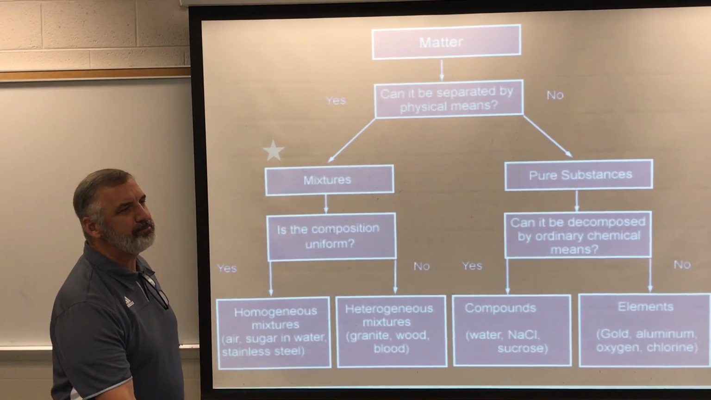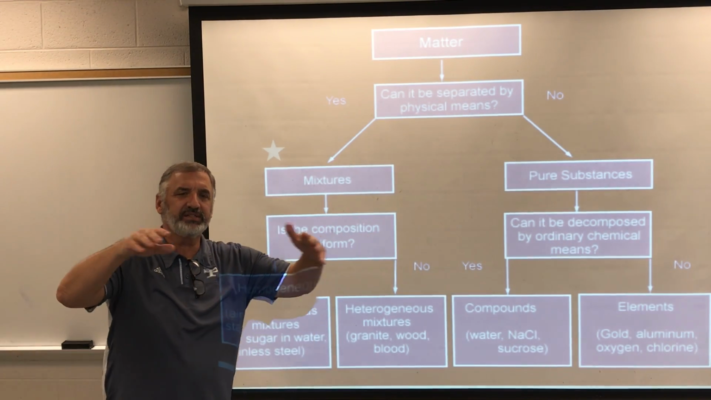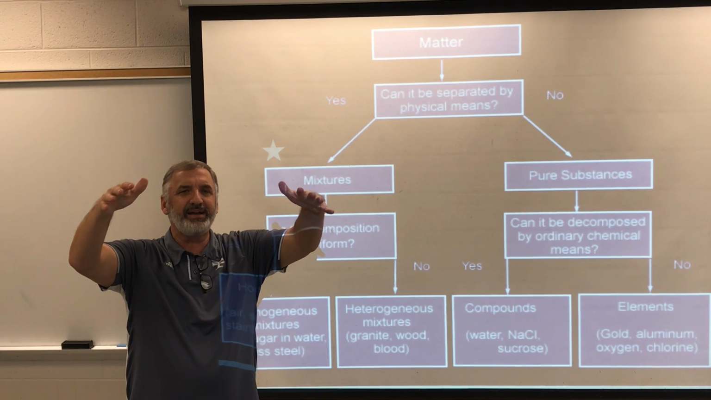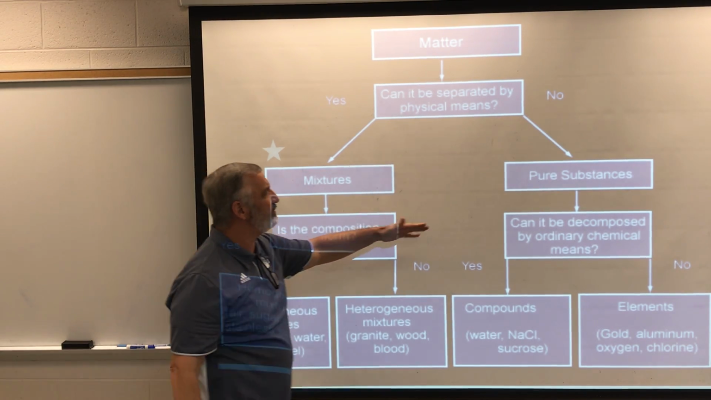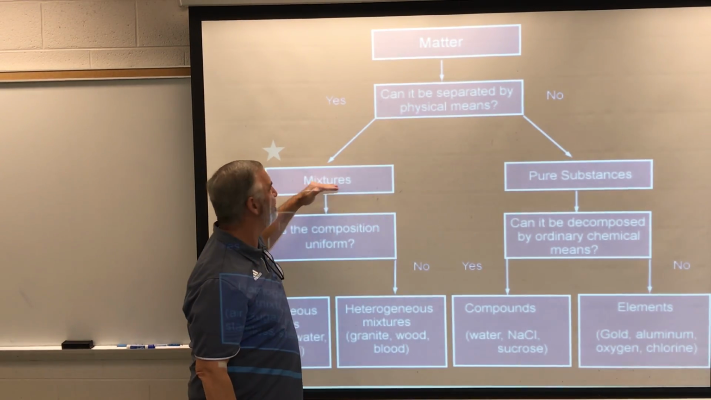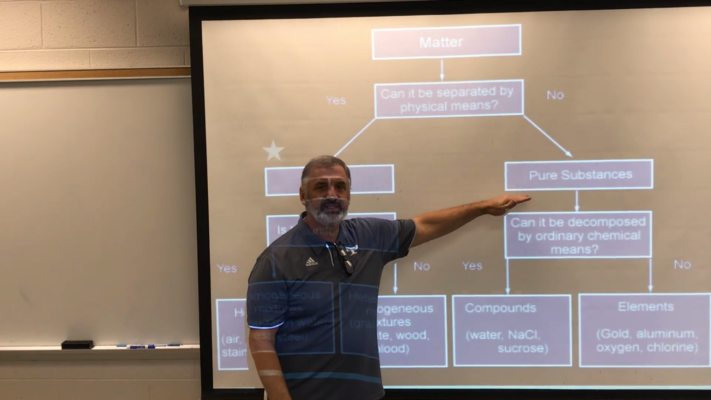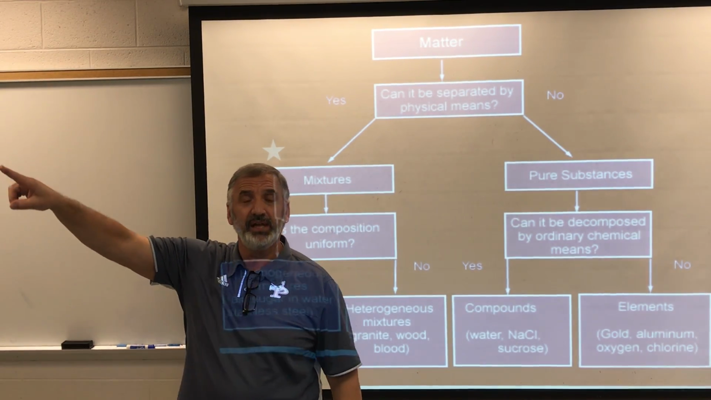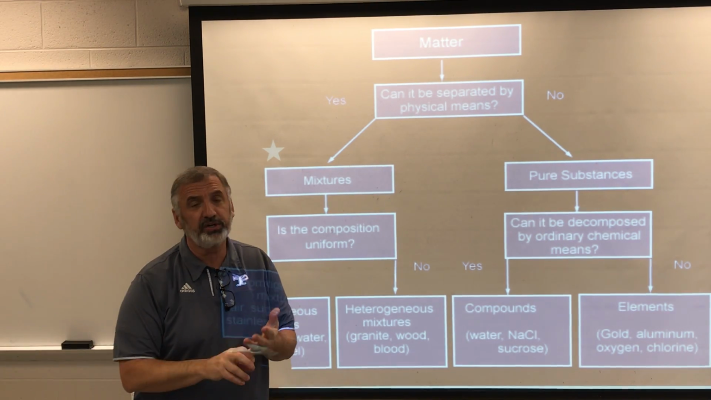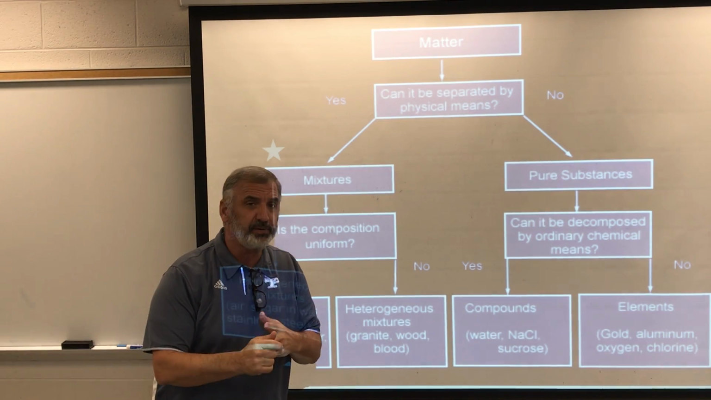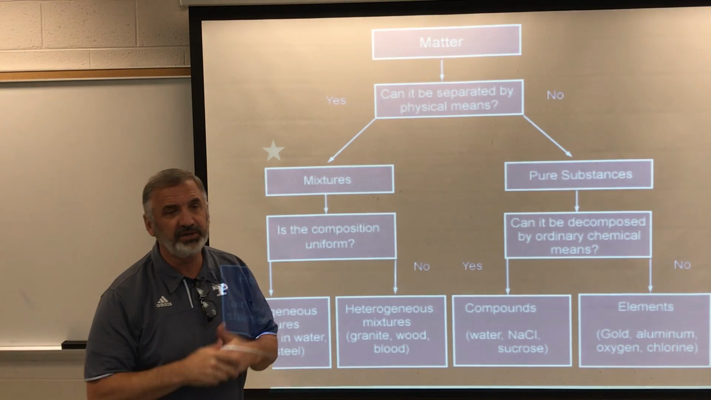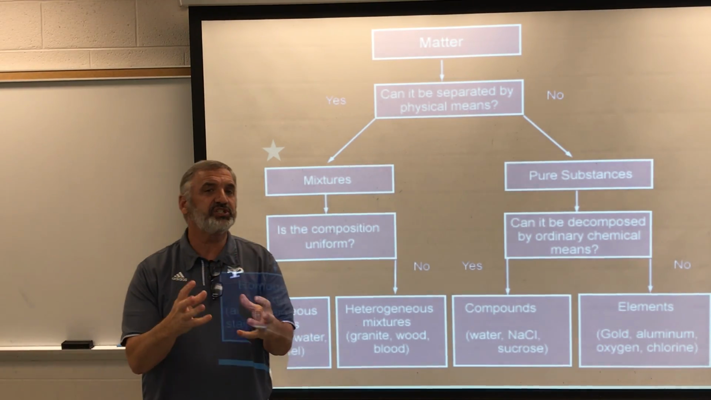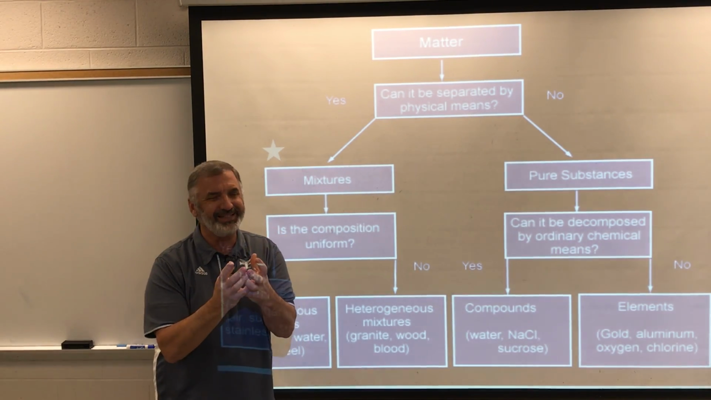If we talk about matter, what we've been doing all year long is breaking up matter. Can it be separated? In other words, is it a pure substance or is it a mixture? Pure substances are either going to be an element, which we find on our periodic table. Those are pure gold, pure silver, pure copper, pure oxygen, pure nitrogen. Elements are pure substances, only one set of properties.